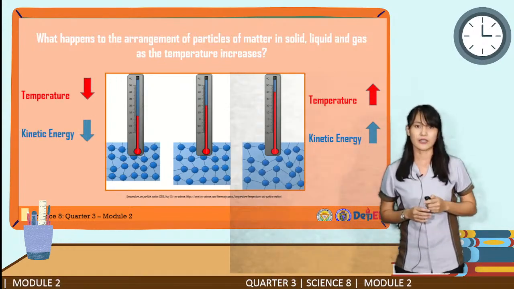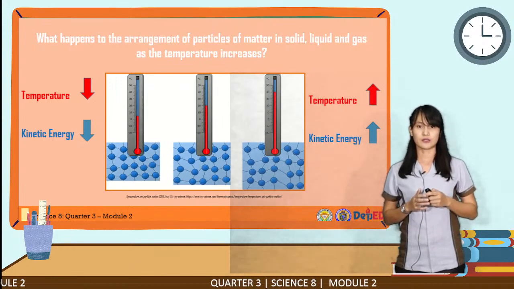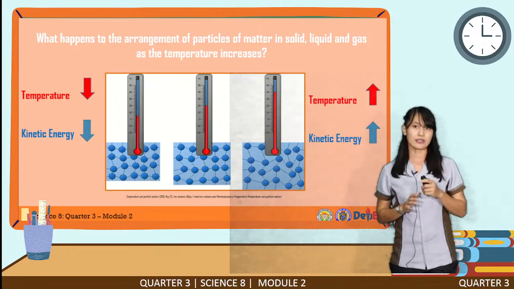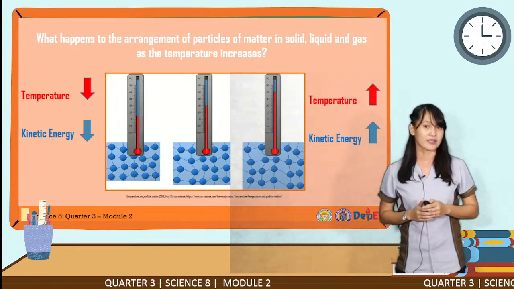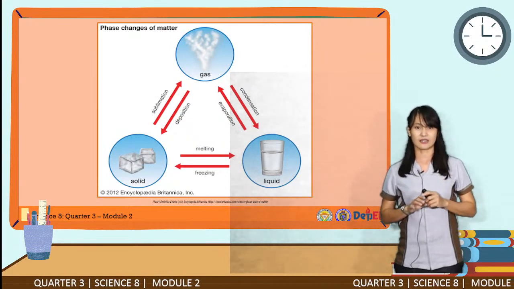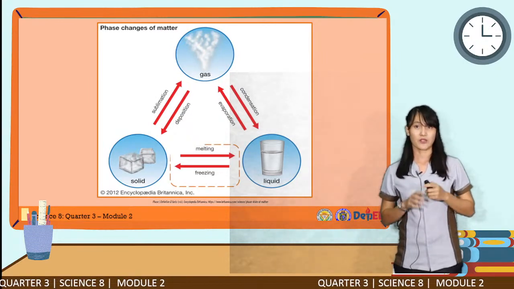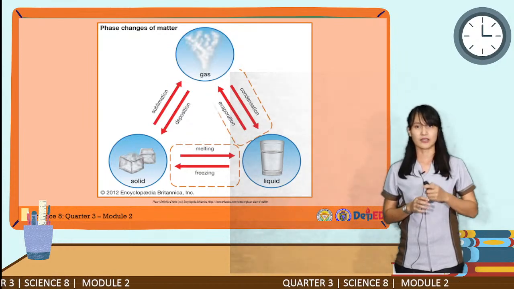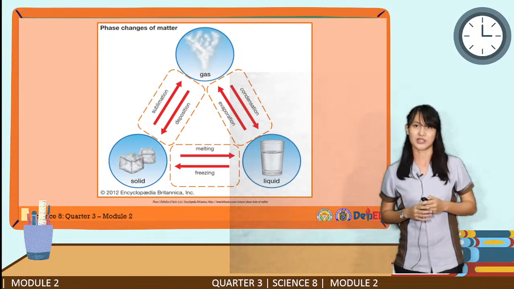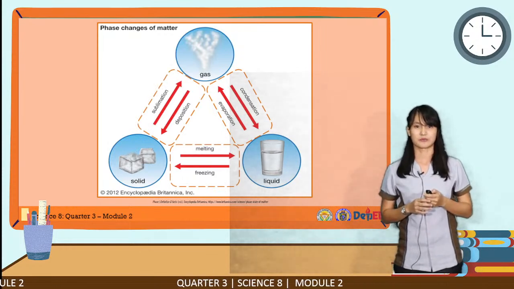Similarly, decreasing the temperature will result in the decrease of kinetic energy or the motion of particles, leading to a closer distance between the particles. Common changes in state include melting, freezing, condensation, evaporation. We have sublimation and deposition.